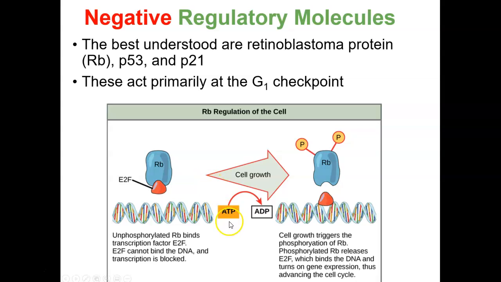But as the cell grows, as the cell gets bigger, bigger, bigger, we're going to use ATP to ADP, and we're going to be able to phosphorylate this protein, the retinoblastoma protein. It'll release from the E2F, and then the E2F can bind to the DNA, turns on gene expression, and then we move through the cell cycle.